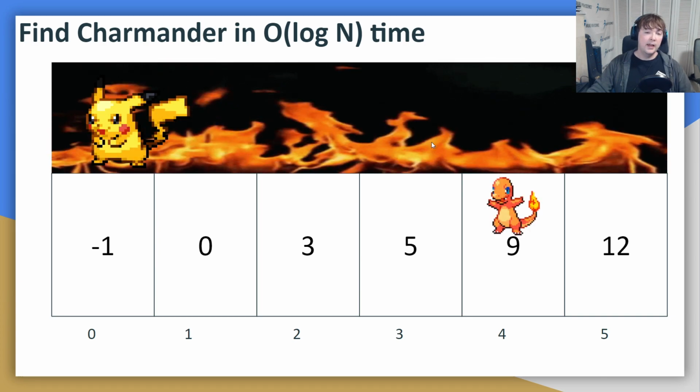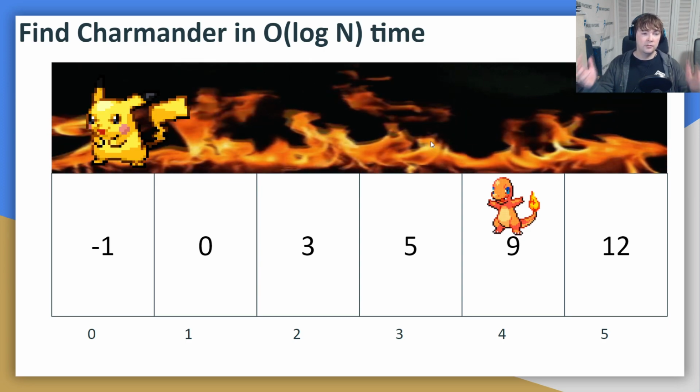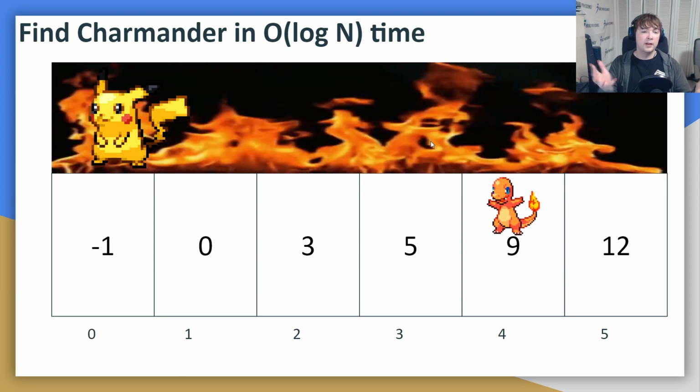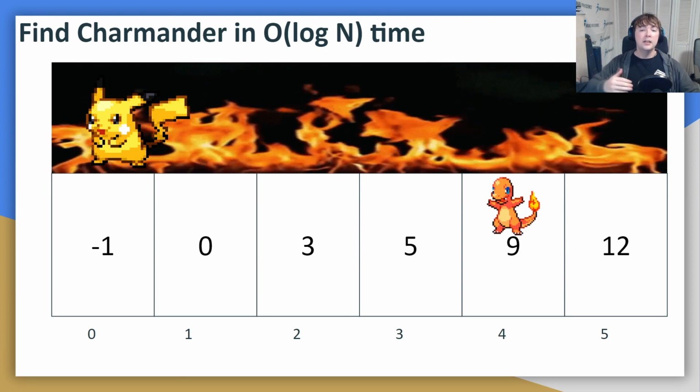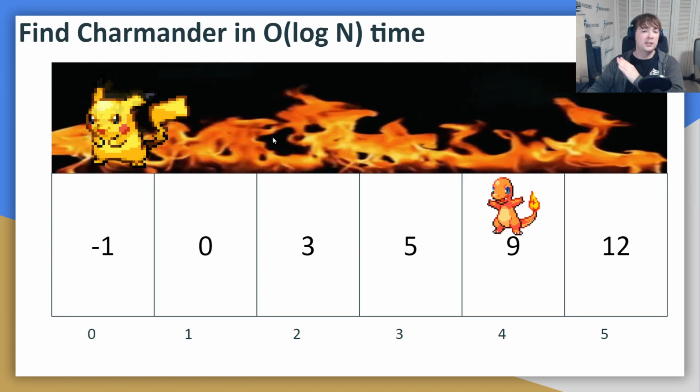Okay, so unfortunately, that wasn't fast enough. Charmander ended up getting the upper hand on Pikachu, and now Pikachu is on fire, the array is on fire, even I'm on fire. So we need to figure out a way to come up with a faster solution than just checking every single index one at a time.